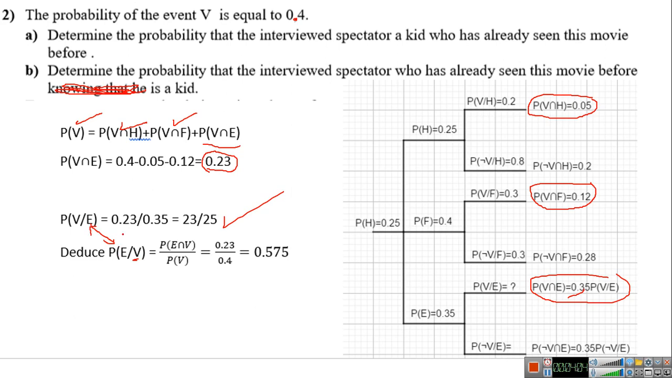When I want to have the inverse, don't forget the property: P of E intersecting V over P of V. E intersecting V, we already have it. We calculated it up at 0.23, over P of V, which is 0.4, and you have this answer.